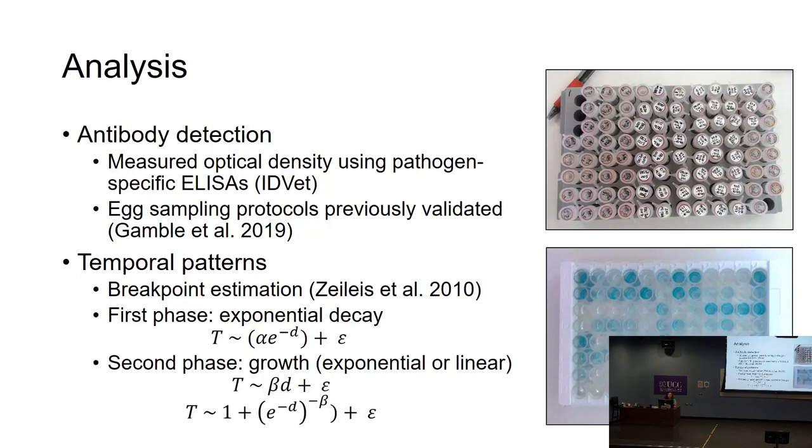And then we have a second phase, which we tested as either exponential growth or linear growth of exposure probabilities. For the linear growth, you just have this beta coefficient, basic linear exposure. And if you have exponential growth in exposure, so exposure probabilities increasing with age, you have an exponential relationship, including days since hatch and an error term.